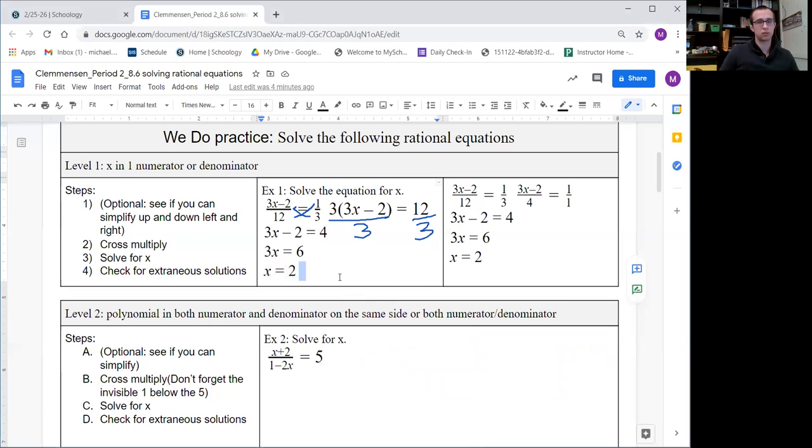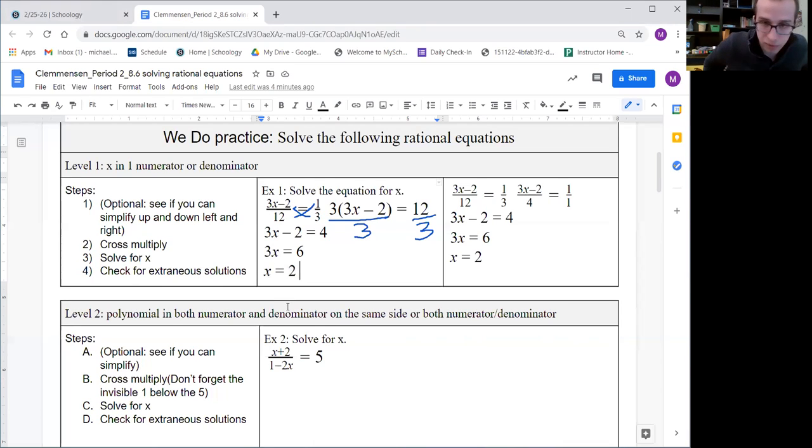That's my final answer. Now the last step I need to do, which is the new step, is to check my extraneous solution. What we always have to worry about when we have rational expressions is that we could be dividing by 0. In this case, we can't be dividing by 0 because there's no polynomial in the denominator. So since there's no polynomial in the denominator, there won't be an extraneous solution in this case.